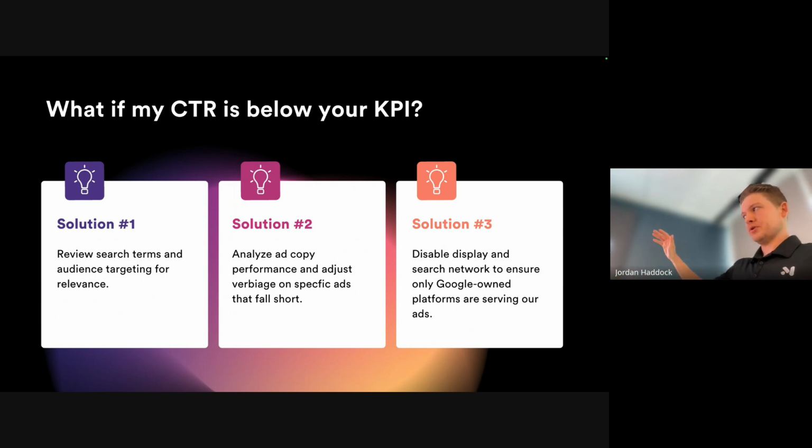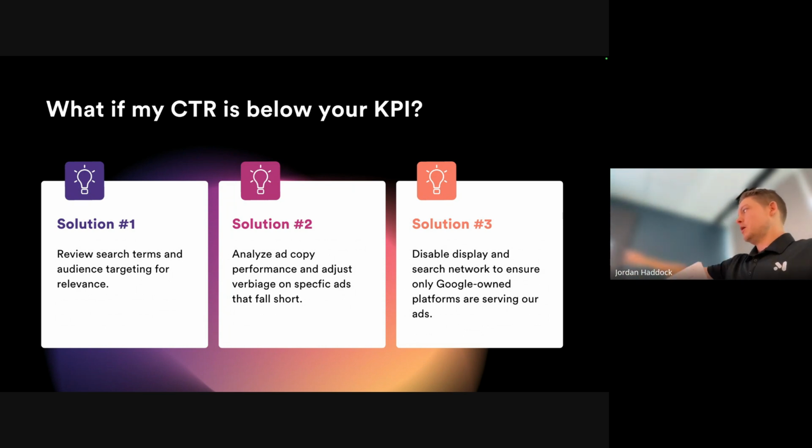In some cases, we'll see 6 out of 10 of the ads that we have active are actually meeting KPIs, and then the other 4 are below. So instead of changing the ad copy across the board, we'll zero in on those 4 ads that aren't performing well. We'll analyze that ad copy. We'll look at which headlines in each ad are performing well. We may change some ad copy in terms of headlines and descriptions, and adjust the verbiage on those.